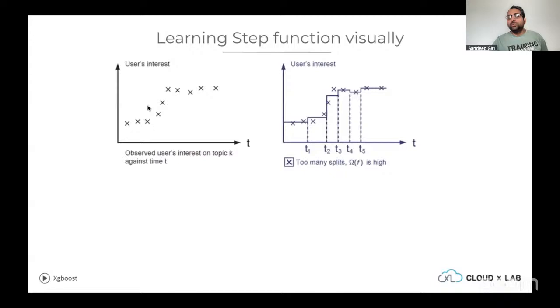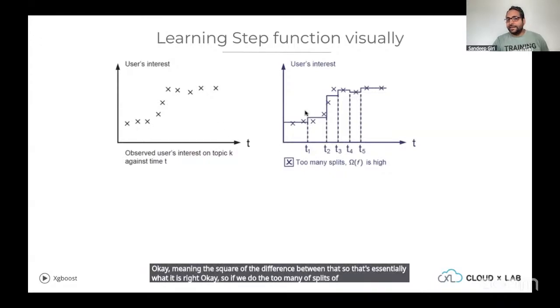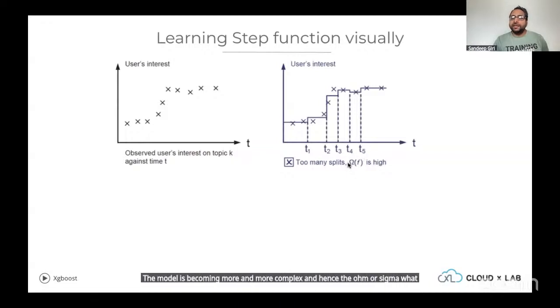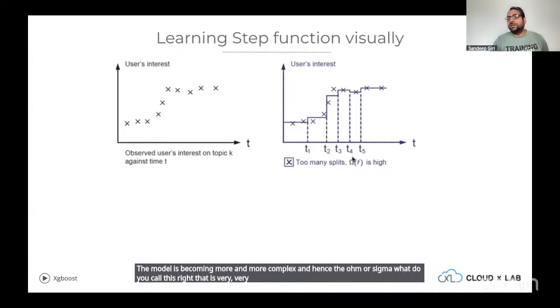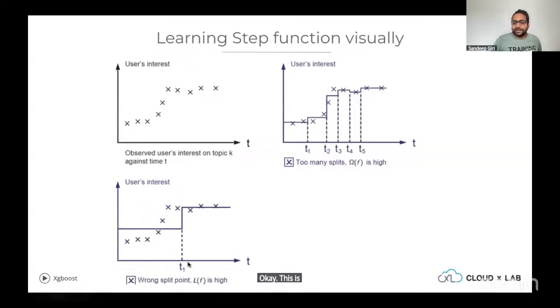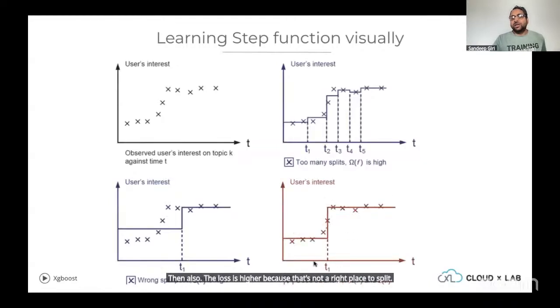So if we do too many splits of this data, the model becomes more and more complex, and hence the Omega, or regularization term, is very high. The regularization loss is going to be very high because the model has become too complex. This is a wrong split. If we split at a wrong place, then the loss is also higher because that's not the right place to split. This is a good balance.